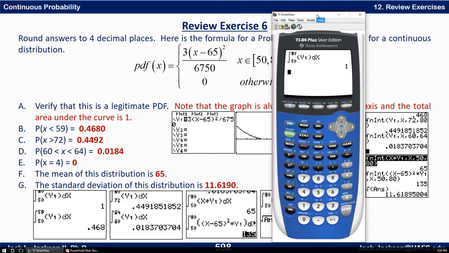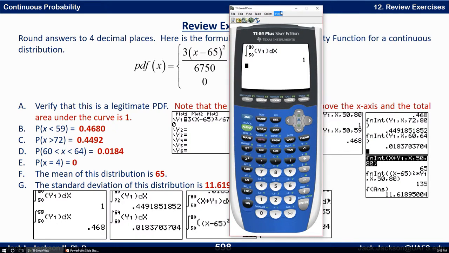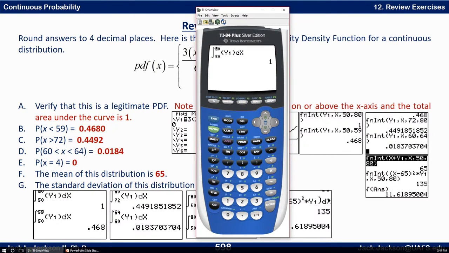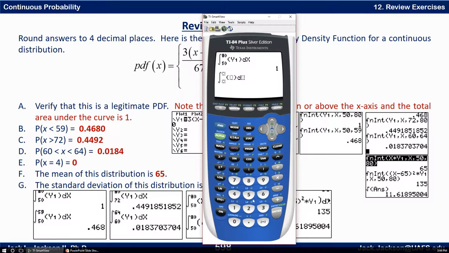Okay? If we want to find probabilities, we're using this Math 9. So I'll show you this version, and here you're going to see the older operating system versions across these 3 screens right here. Okay, so it's Math 9. That's our area calculator. It's called a definite integral. And we want to go less than 59. Well, less than 59 really means 50 to 59. So that's what we put in: 50 for the bottom, 59 for the top. We put in our PDF formula right here, which we have stored as y1, and then dx.